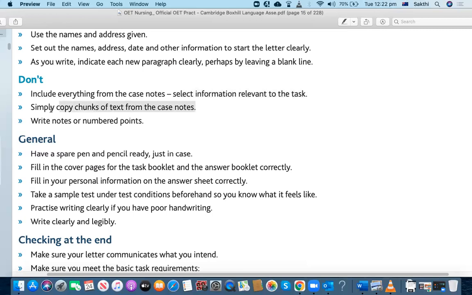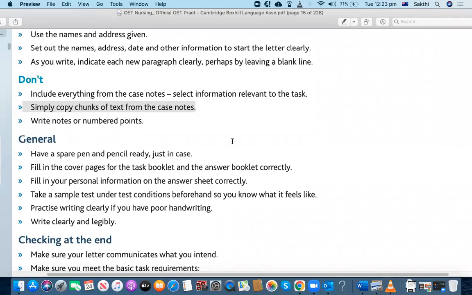Never ever copy chunks of words from the case notes into the letter. That's not a good idea. You need to always expand the abbreviations. You need to always try to write everything in full. For example, if they mention the DOB in the case notes, it is highly recommended to expand it to date of birth.